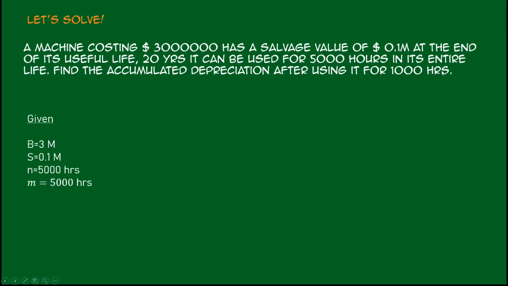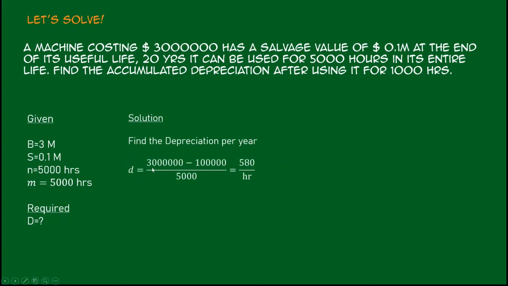Find the cumulative depreciation after using it for 1,000 hours. This is M, 1,000. So, required is capital D is equal to, the depreciation amount. Solution: find the depreciation per hour. So, depreciation per hour is the first cost, 3 million, minus 0.1 million or 100,000, over the life of service, 5,000. So, 3 million minus 100,000 over 5,000 is $580 per hour.